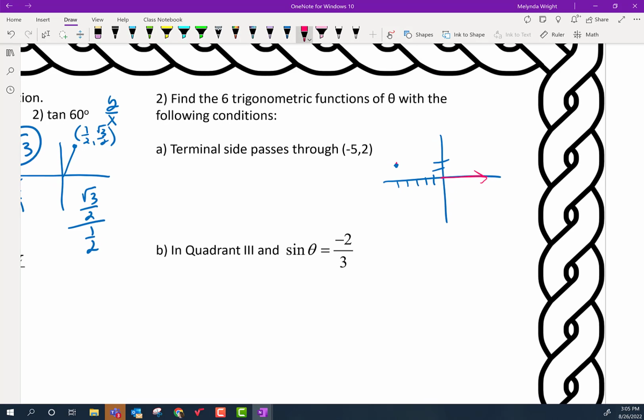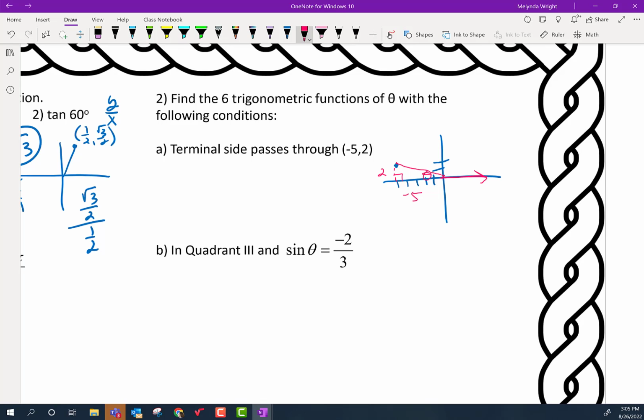I can't even draw a straight line. Okay, go with me, ladies. This should be a straight line. Okay, let's pretend that's a straight line. I'm going to drop this down and create a triangle, a right triangle. Why would I do that? Because I'm going to calculate SOHCAHTOA off of my triangle. So this is theta. This is a negative 5, and this is a 2.